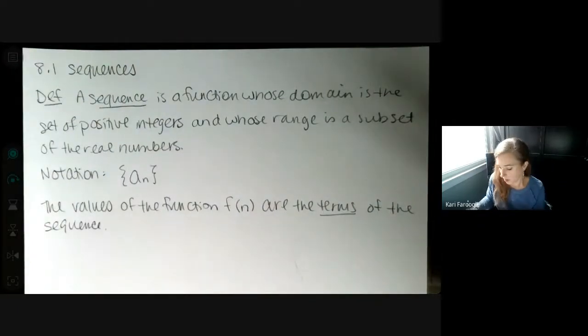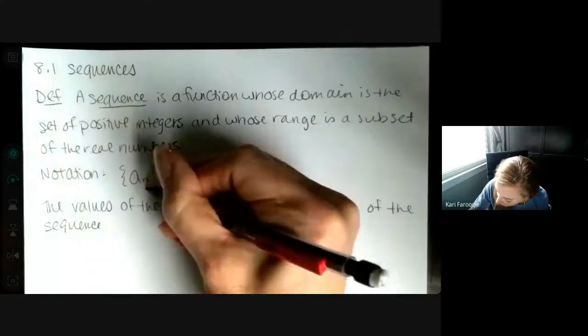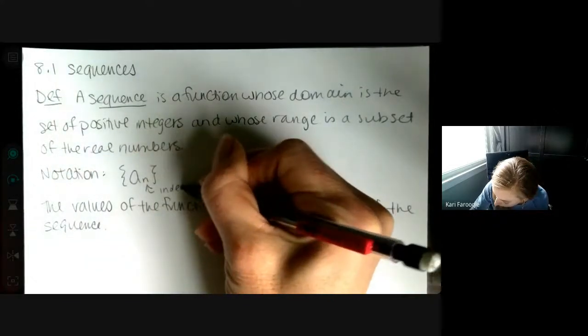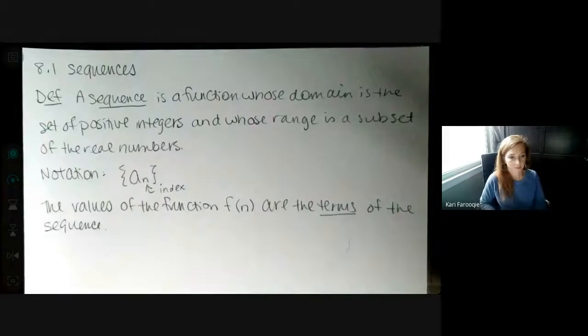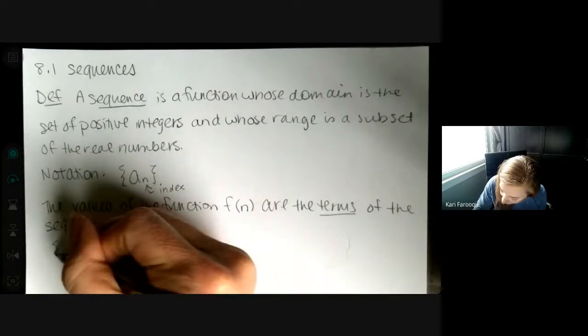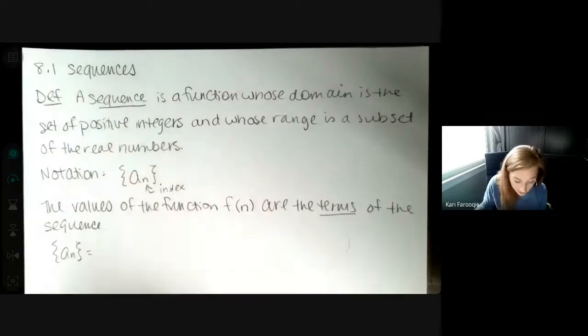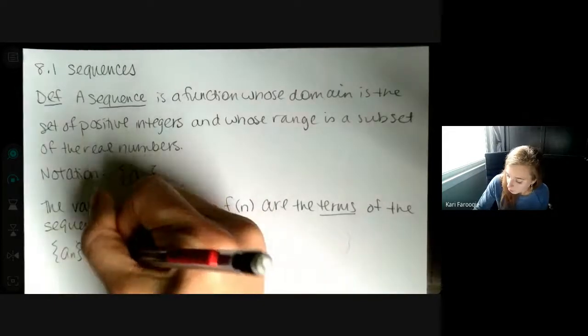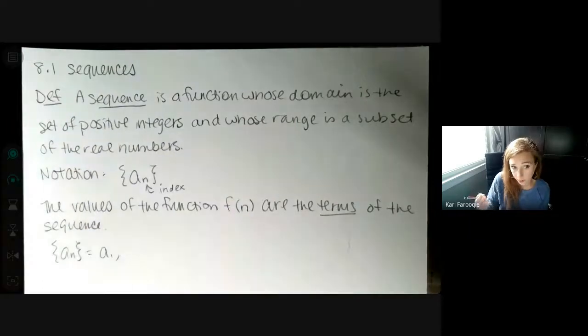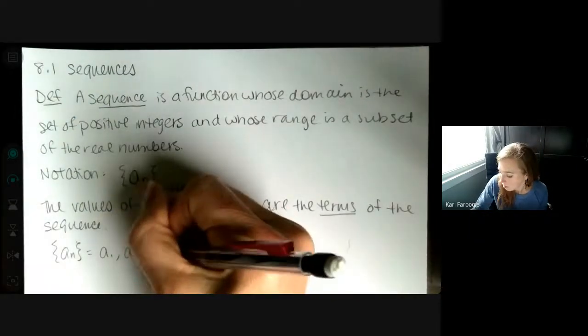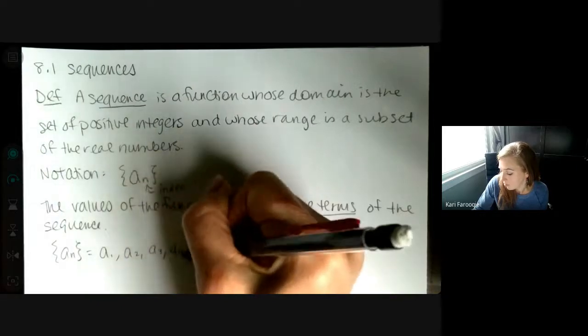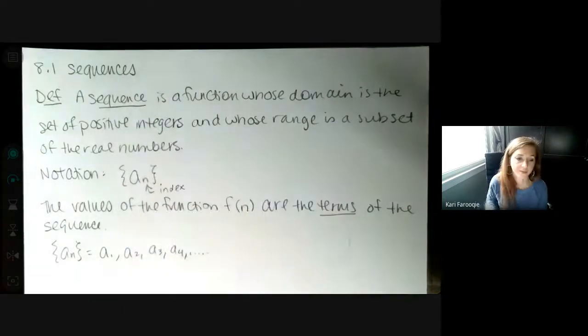N is called the index. So I'll just kind of mark that. So really, if you're thinking about a sequence, a sub n, you would just write out the terms of a sequence by just starting at 1. So you're starting with positive integers. So you would write out a sub 1, a sub 2, a sub 3, a sub 4, dot, dot, dot.